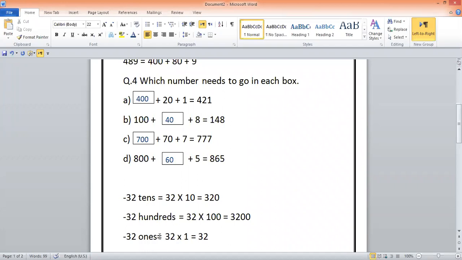So these are some concepts you should remember. If you want to find out the tens of any number, you will multiply that number by 10. If you want to find out the hundreds of any number, you will multiply that number by 100. And if you find out the ones of any number, you will multiply it by only 1.